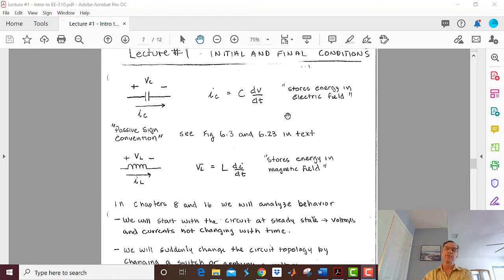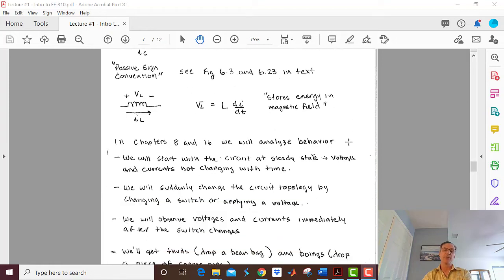Inductors are slightly different than capacitors in that they store energy in their magnetic field, not in their electric field. But the two components are the same because they both store energy. It's just here we're storing it in an electric field, here we're storing it in a magnetic field. In chapter 8 and 16, we're going to analyze the behavior of these. Chapter 8, we're going to do it using second order differential equations and techniques. And in chapter 16, we're going to do it with Laplace transforms.